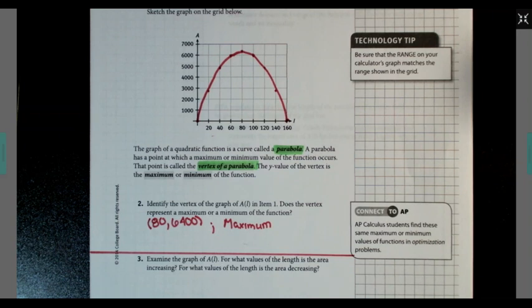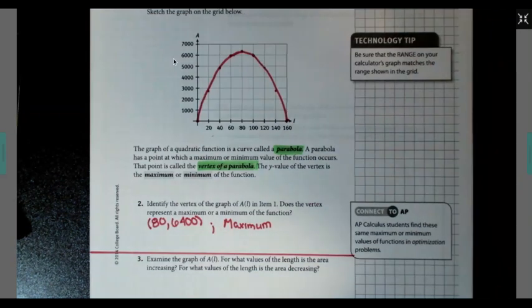Take a moment to get this graphed out. And then we have a debriefing question to follow before we move on to the next set of questions.